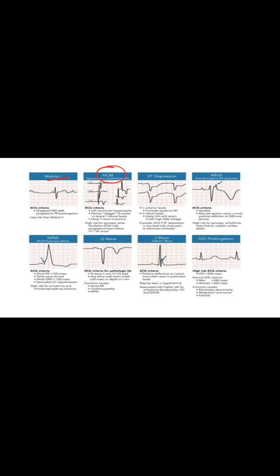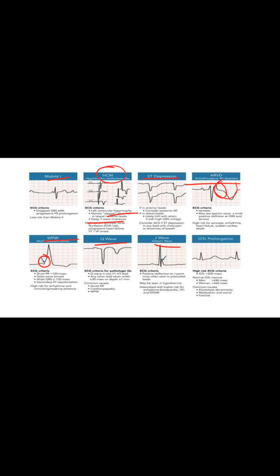HOCM, what do you usually get? Hypertrophic obstructive cardiomyopathy. There can be deeper T wave inversion with dagger Q waves and all. Okay. Then ST depression you can see in ST elevation MI. Arrhythmogenic right ventricular dysplasia, you get a small wave like that. Okay, epsilon wave. It's called epsilon wave. In WPW syndrome, you get a slurred QRS along with a short PR interval. This is a pathological Q wave. You can get an old MI.